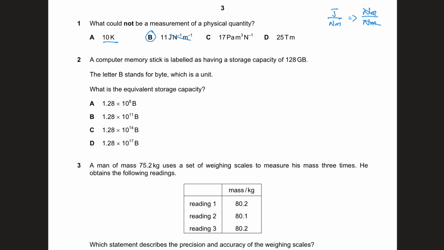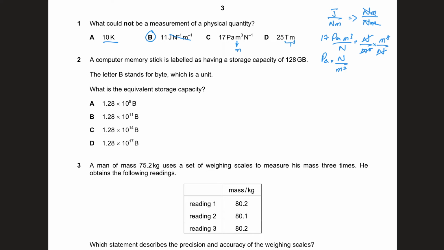If you look at C, C says 17 pascals meter cube per Newton. Pascals is the unit for pressure. Pressure is force per unit area. So Pascal here can be written as Newton per meter squared. So when I replace this Pascal, what do I get? Newton per meter squared multiplied by meter cube over Newton. The Newtons cancel out, the meter square cancels out with the meter square, but we're still left with 1 meter in the numerator. So this unit could be simplified to meter.